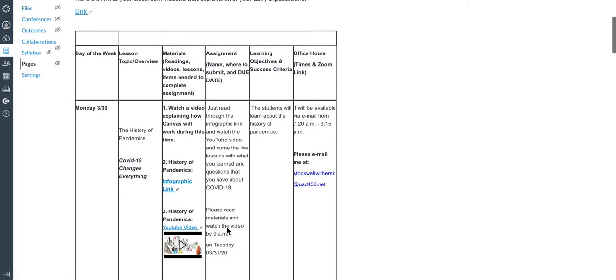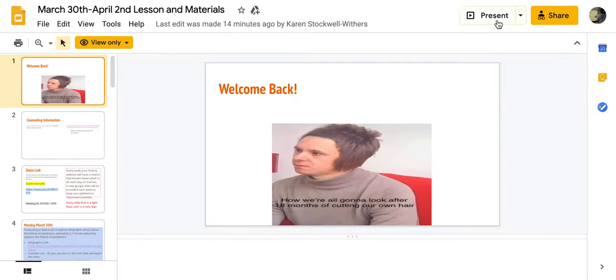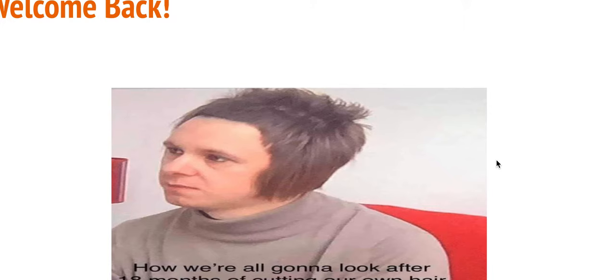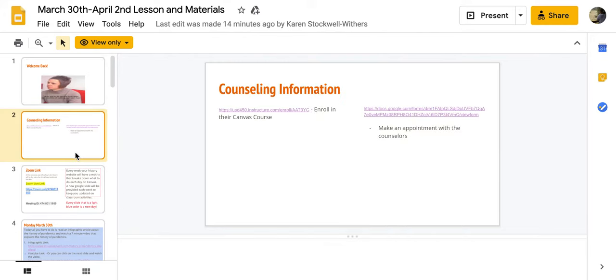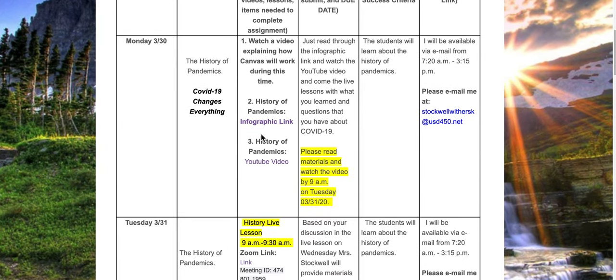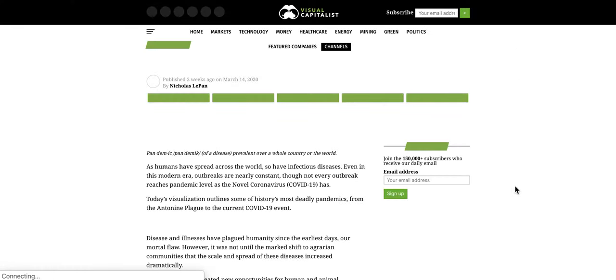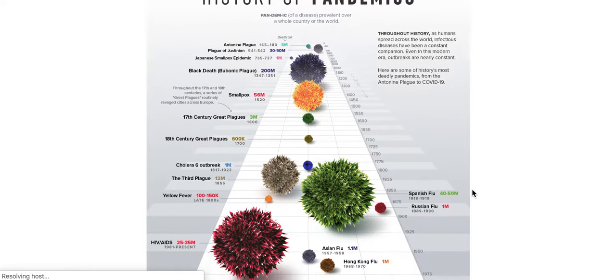And so really all you guys have to do on Monday, it's really super easy. So your Google Slide looks like this. Actually, I'm going to minimize that because I only have this set up on part of my screen. And then all you guys have to do on Monday is click on this link and click on this link. And what I'd like for you guys to do when you click on those links is I really want you guys to check out this infographic to look at the history of pandemics because this is really interesting.